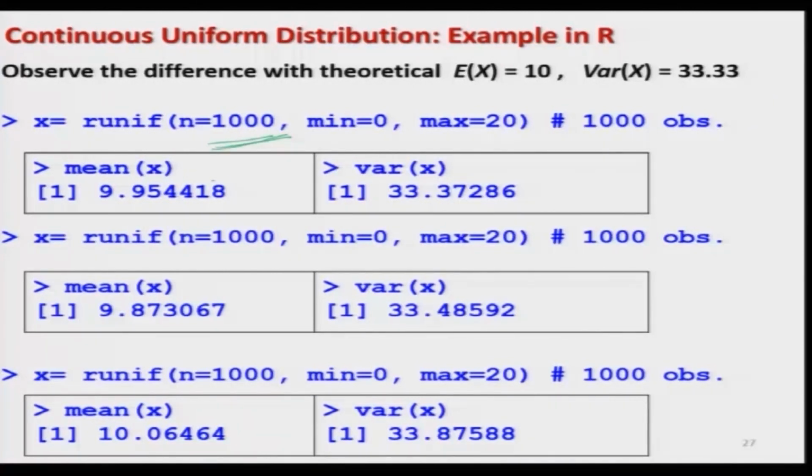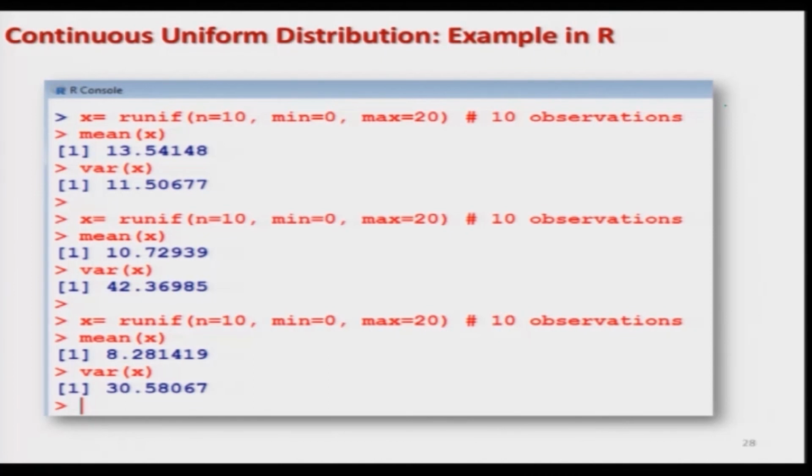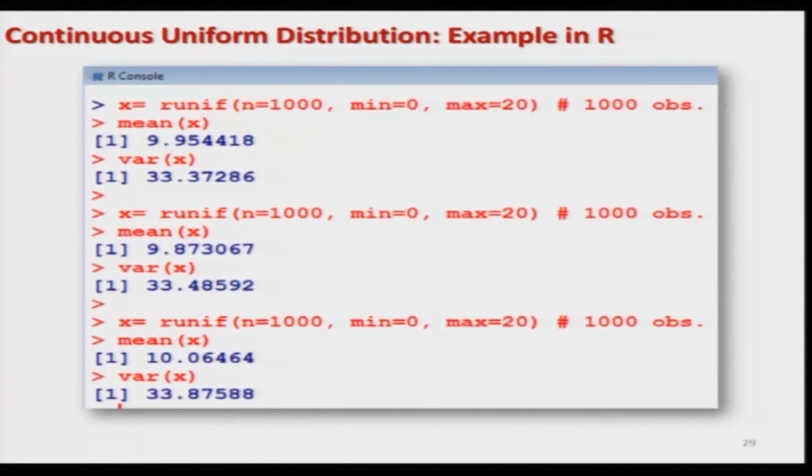But if you try to increase the number of observations to 1000, you can see here the values of means are coming out to be 9.95, 9.87, 10.06, which are closer to 10 than the earlier case, and the variances are coming out to be 33.37, 33.48, 33.87, which are getting closer to 33.33. And in case you try to increase the sample size more, possibly you will get better values. So, now these are the screenshots of the same operation which I have shown you here, right.